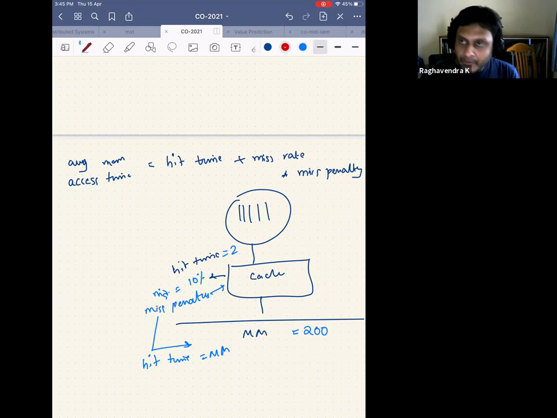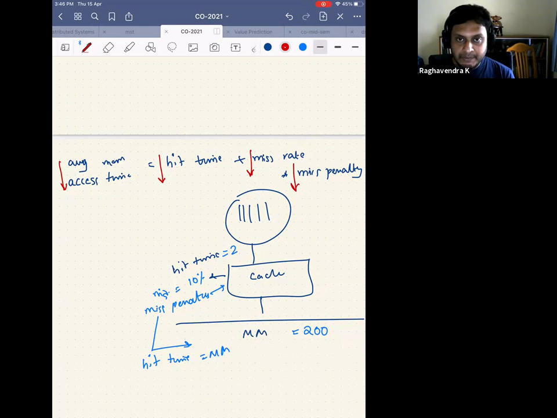So now my goal as an architect, obviously, is to reduce the average memory access time. Why do I need to reduce it? Because I want to reduce the stalls in the pipeline. And why do I want to reduce the stalls? Because I want to make the processor faster. And why do I want to make the processor faster? Because I want to sell more chips. That's the only goal. So if I have to reduce the average memory access time, I can reduce the hit time, I can reduce the miss rate, or I can reduce the miss penalty. I can do any of this.